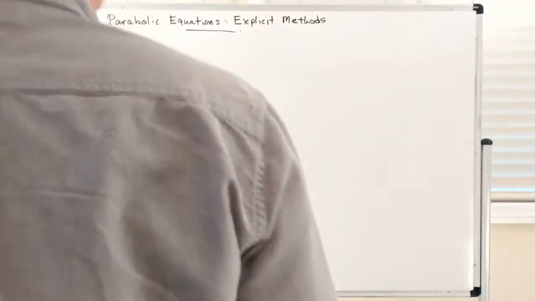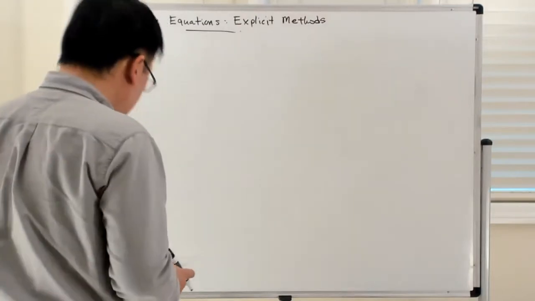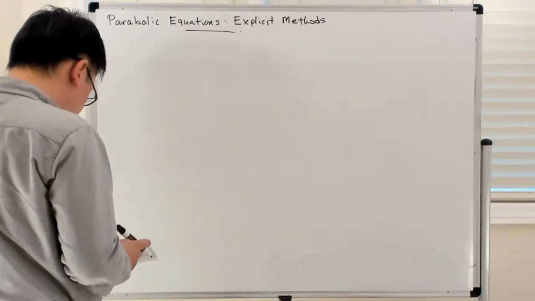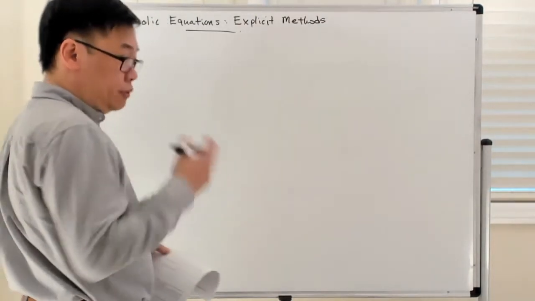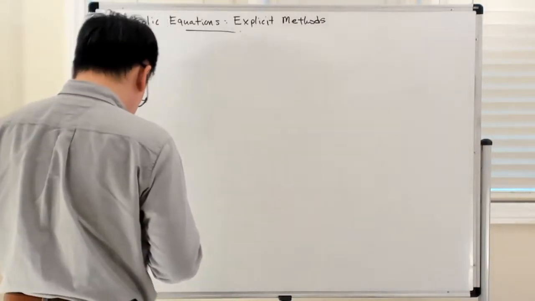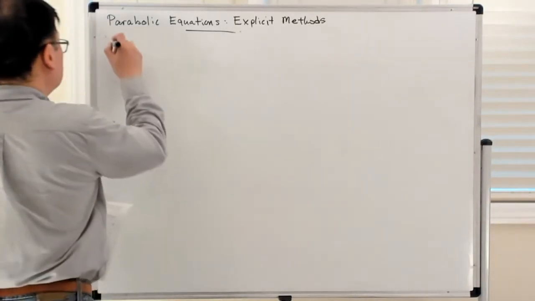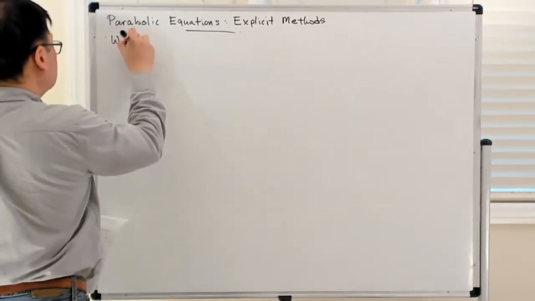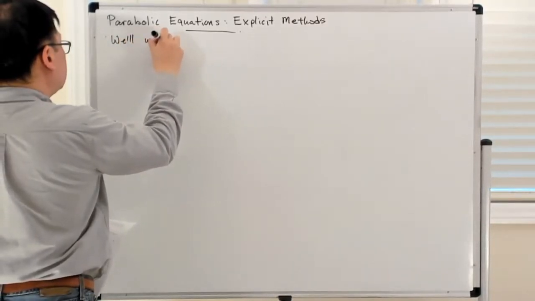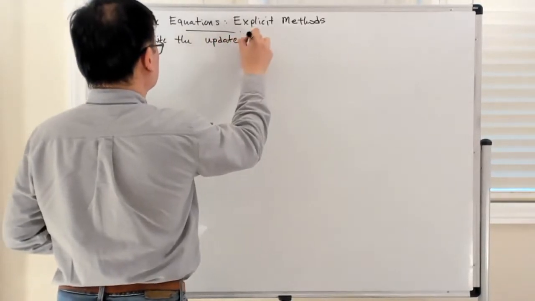Alright, so now I'm going to perform stability analysis for this explicit method for solving this parabolic PDE. And the way we're going to approach this is we're going to write this update in matrix vector form. Okay, so we'll write the update in matrix vector form.